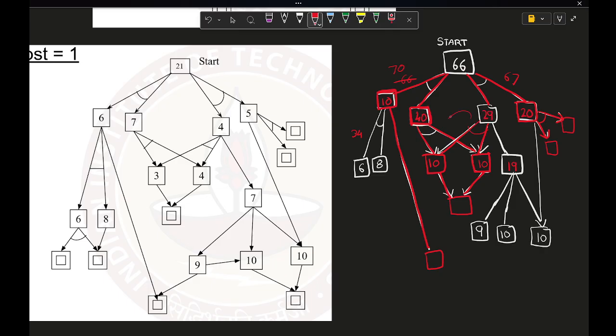This becomes 29. We do not pick the left hand side because the left hand side cost is 40. So we are exploring this thing. 49 plus 20. So 29, 49 plus 20, that is 69. So we pick the lesser one, 69, and move on ahead with it. And this is 69.